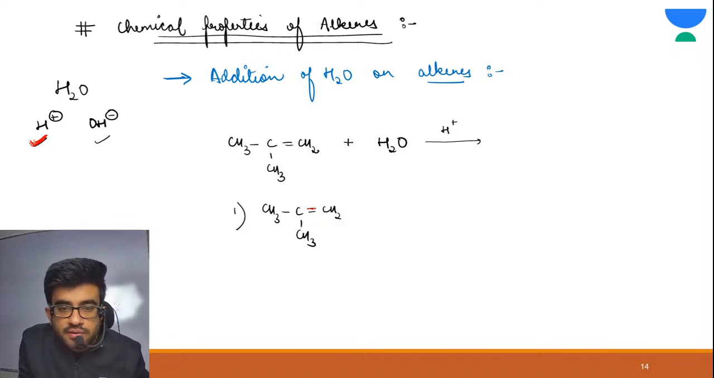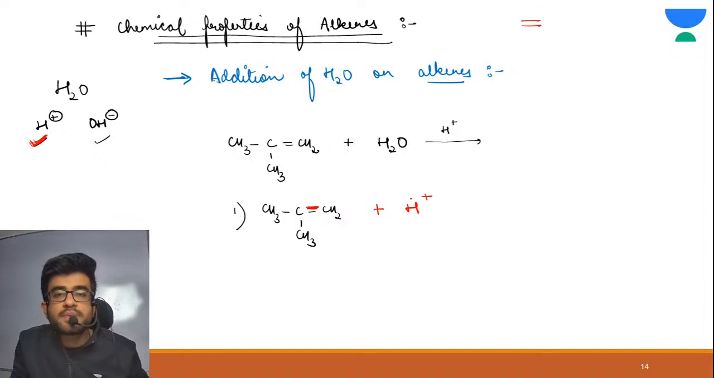Here you have your pi bond. Pi bonds are loosely bound, and pi bond means electrons. This means there is an excess of electrons here on your alkenes. Double bond means excess of electrons. So your H plus first attacks over here.